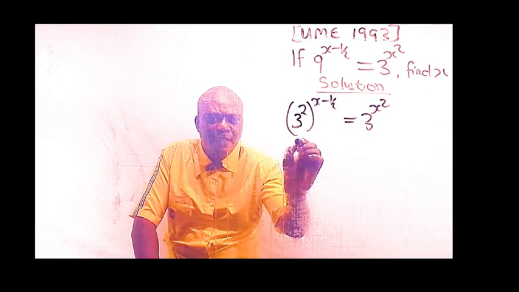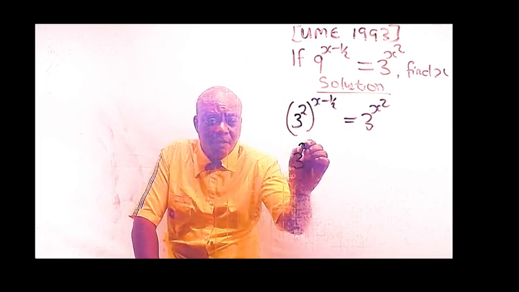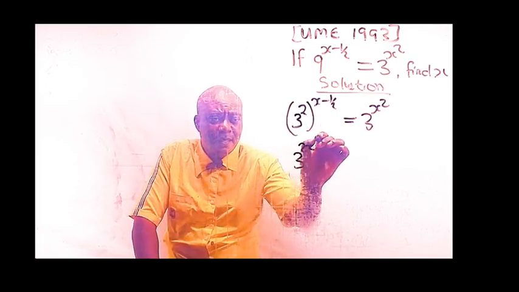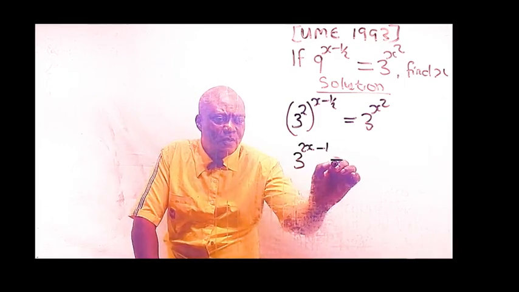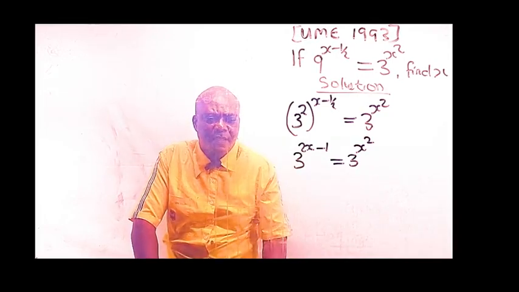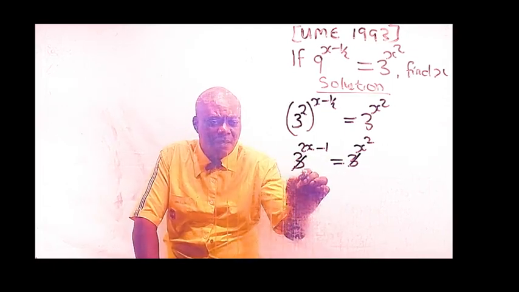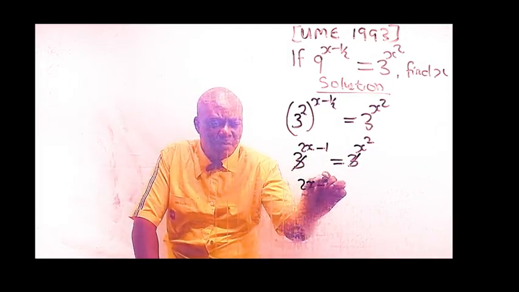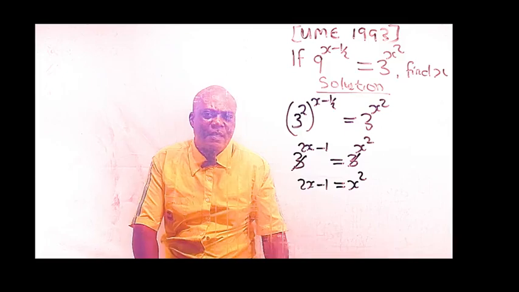So here, if you remove this bracket, you have 3 power 2x minus 1 and equals to 3 raised power x squared. So the bases are equal, so you cancel them out. What you have here will be 2x minus 1 equals to x squared.